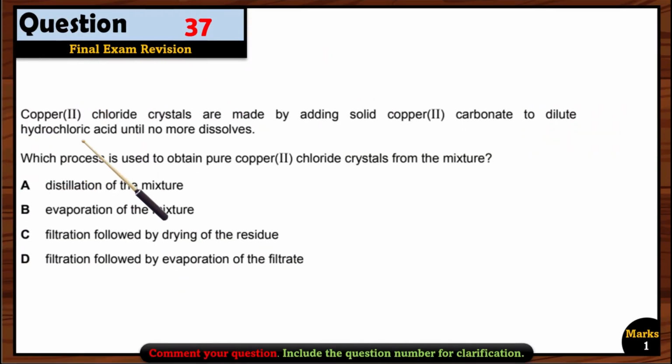Question 37. Copper chloride crystals are made by adding solid copper carbonate to dilute hydrochloric acid until no more dissolves. Okay, so which method are we using? Add excess method. How do we know this one? Because they are using solid copper carbonate. And of course, carbonate salts are usually insoluble. So, which process is used to obtain pure copper chloride crystals from the mixture?